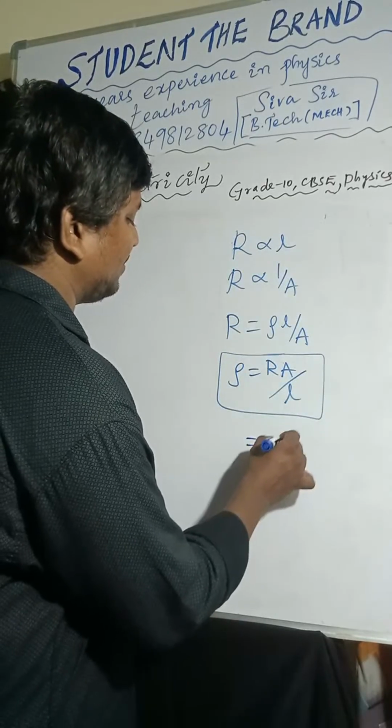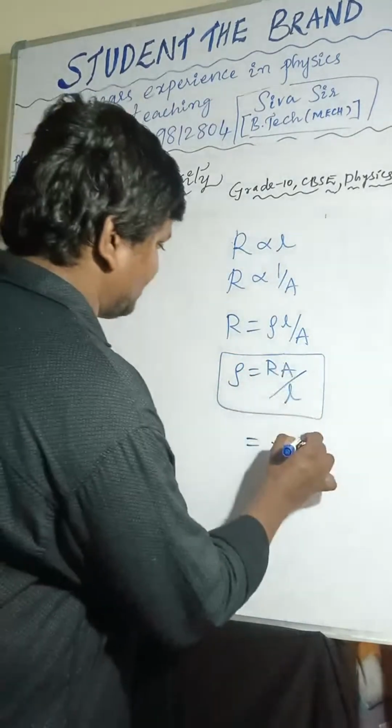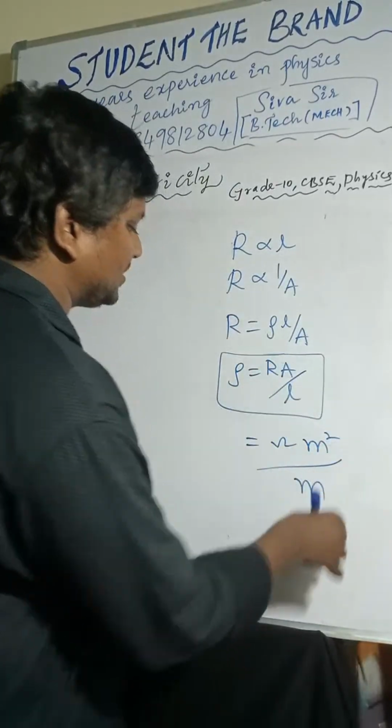The SI unit of resistance is ohm, the SI unit of area is meter square, and the SI unit of length is meter.